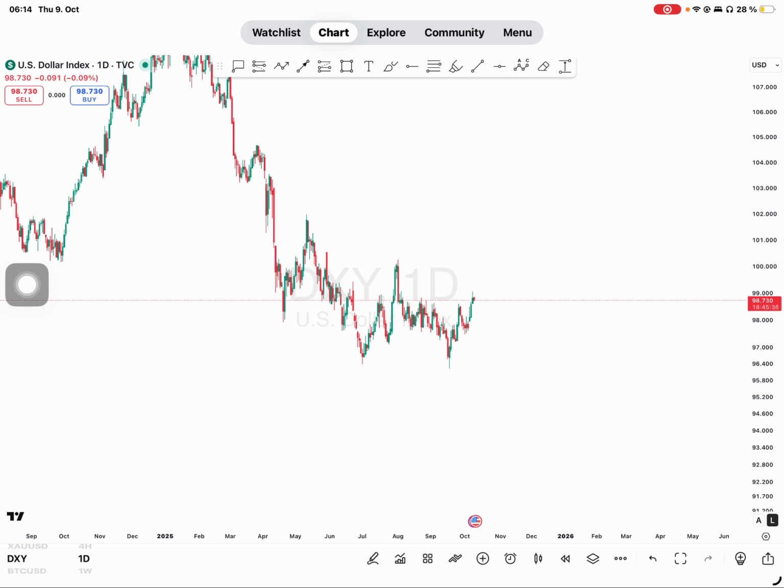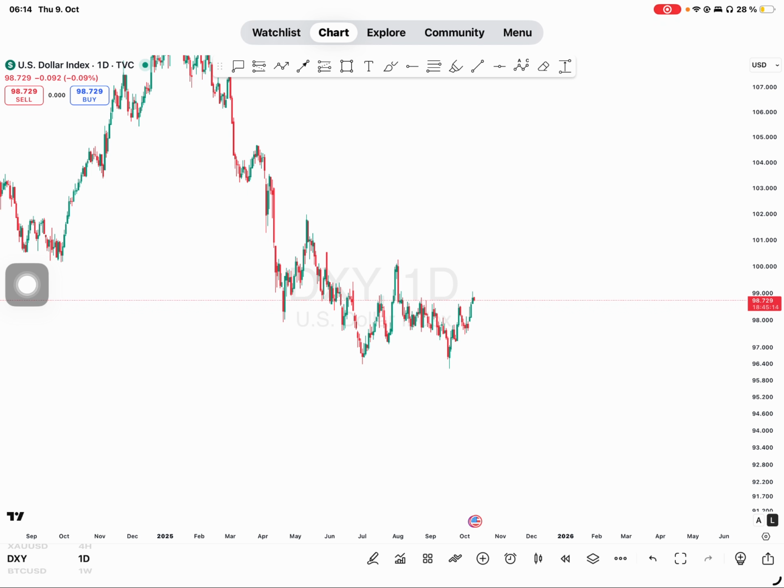So today is Thursday, and I'm here to break down my setup for the day. I will start by analyzing DXY. After that, I will go to EURUSD and then GBPUSD to show you my setup for the day. So now, starting from the DXY.